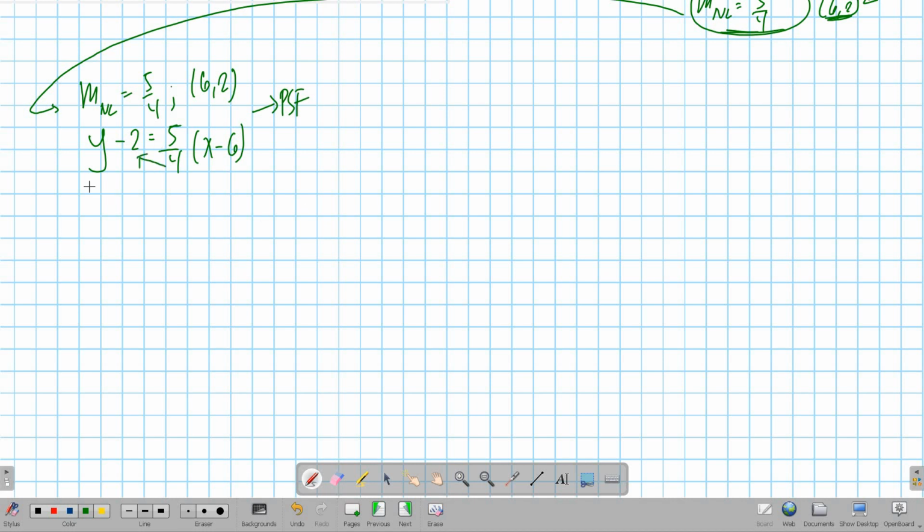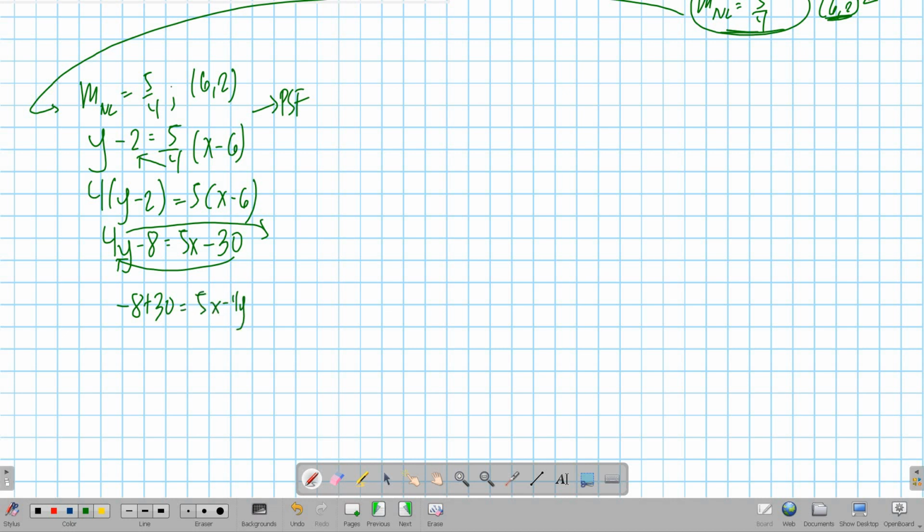So we can cross multiply this. We're going to have 4(y - 2) = 5(x - 6). Distribute, I'm going to have 4y - 8 = 5x - 30. Then, para makip yung convention na this is positive, transpose here, so I'm going to have -8 + 30 = 5x - 4y. By symmetric property of equality, and then simplifying things, I'm going to have 5x - 4y = 22.